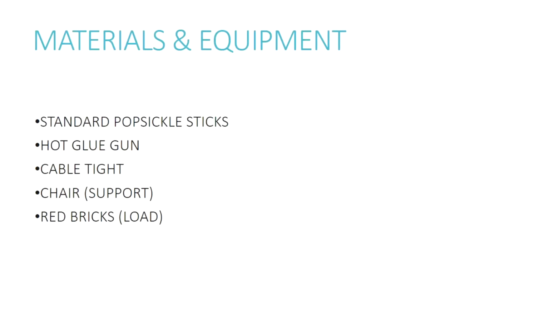These are the materials and equipment that are used for the bridge. First, standard popsicle sticks as the main material for the construction. Next, glue gun and glue stick and cable tie as the adhesive for the bridge joint. Next, chairs as a supporter during the testing. And lastly, 2.6 kg brick as the load.